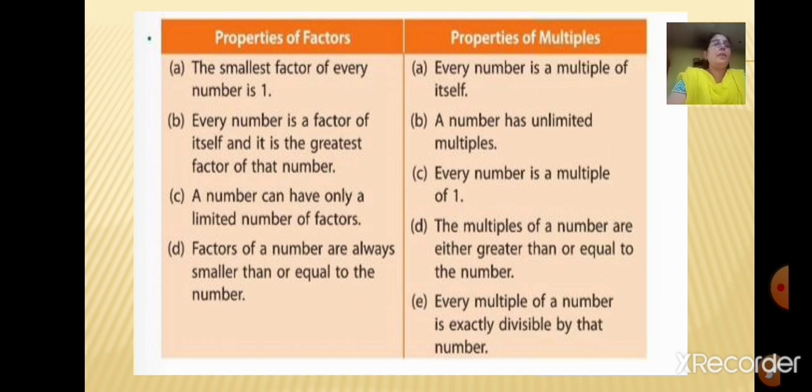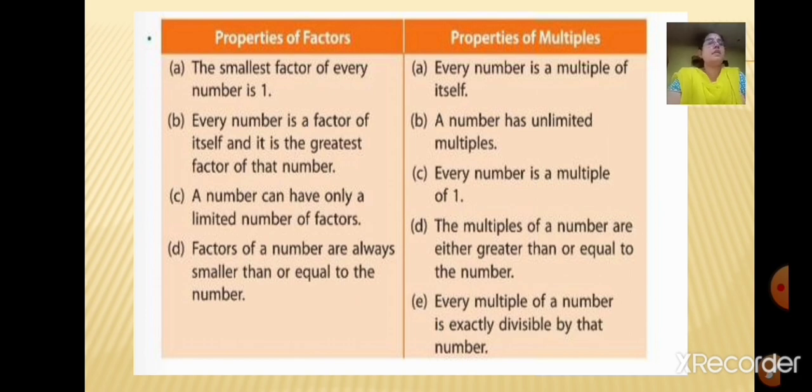Now let us see the properties of multiples. Every number is a multiple of itself. A number has unlimited multiples. Suppose for the example I have taken now, the multiples of 9. It can go on: 9, 9 2s are 18, 9 3s are 27, then 36, 9 5s are 45. So the multiples will go on. It has got unlimited multiples.